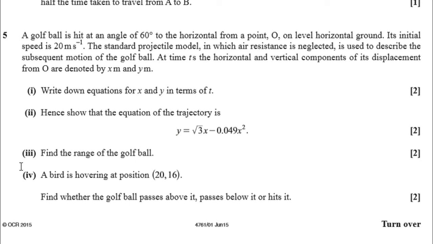Part 3, find the range of the golf ball. So basically find when y is 0, how far can x get. And finally part 4, a bird is hovering at position 20 and 16. And we need to find if the ball passes above, below, or hits it. So that's a bit violent.